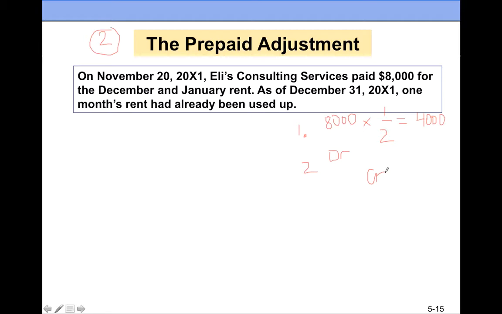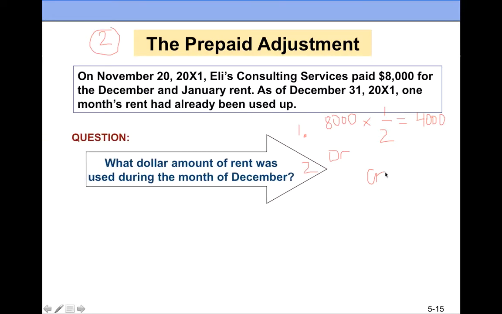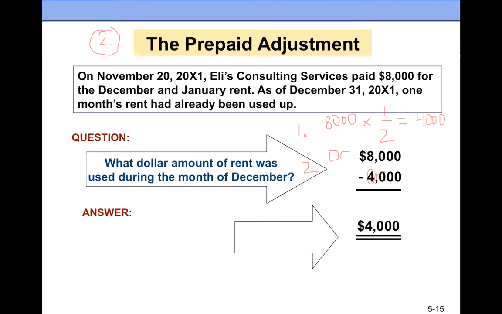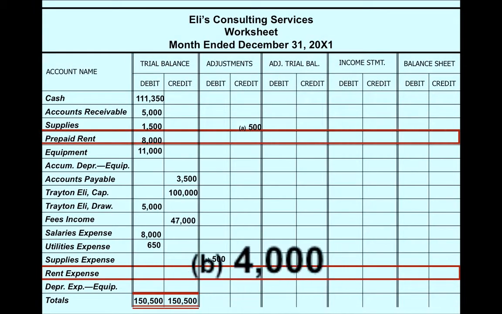This is the dynamic here. Cash has nothing to do with adjustments. So again, what is my dollar amount of rent used during the month of December? It is $4,000. What do we debit? We debit rent expense. What do we credit? We credit prepaid rent. Again, in its philosophy and in its approach, the first and the second adjustment are very similar. We increase the expense and we decrease the appropriate asset by the amount of that asset that is now gone.